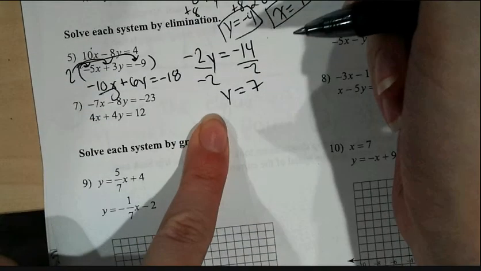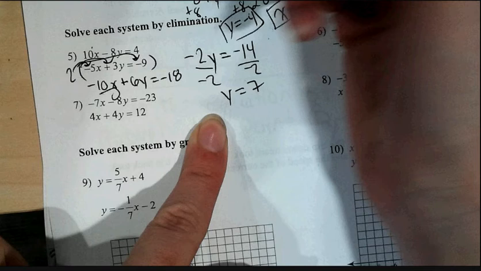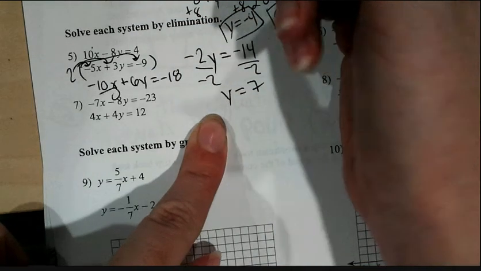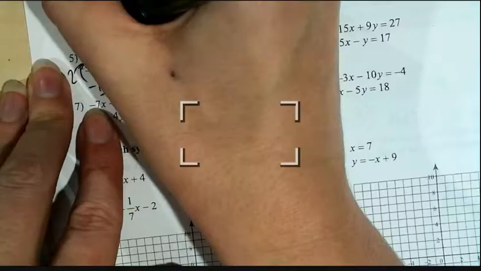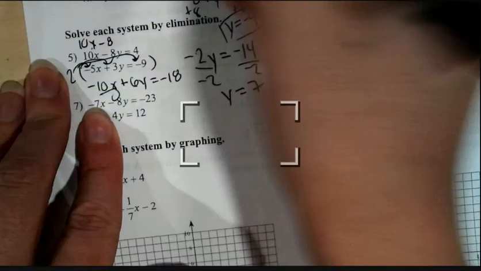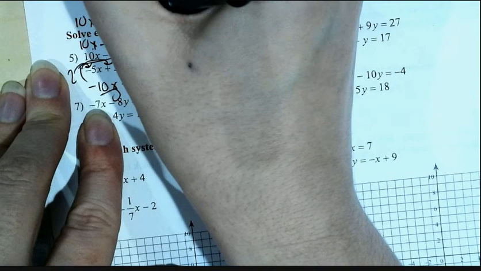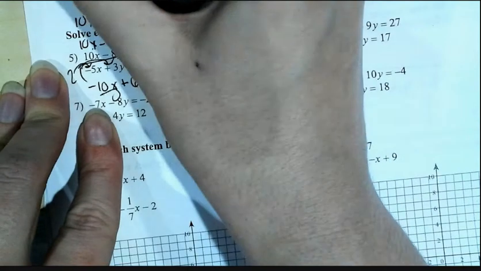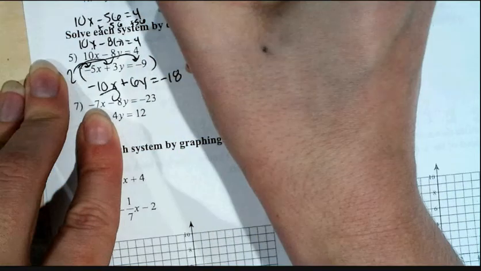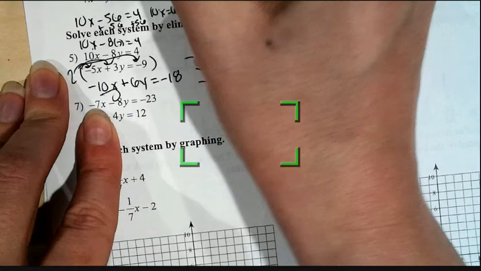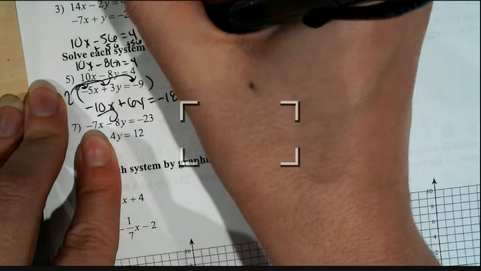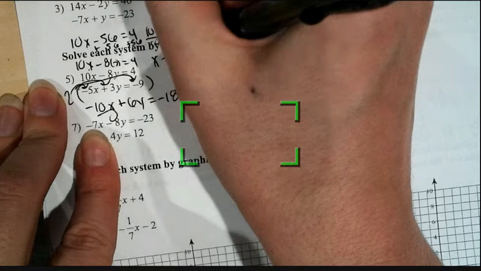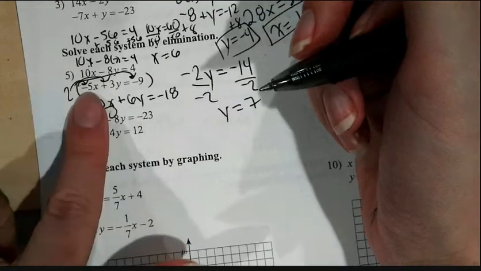Once I know my y, I'm going to have to plug it back in to one of my equations and solve for x. So I'm going to use this equation right here. So I'm going to write 10x minus 8 times 7 equals 4. So I get 10x minus 56 equals 4. Now I'm going to add 56 to both sides. 10x equals 60. Divide by 10. x equals 6. So the ordered pair for number 5 would be 6, 7.